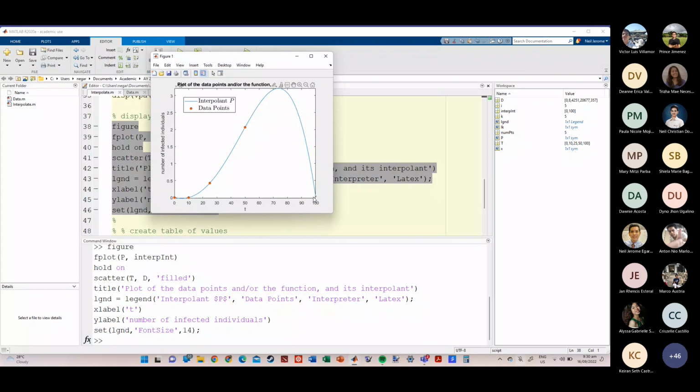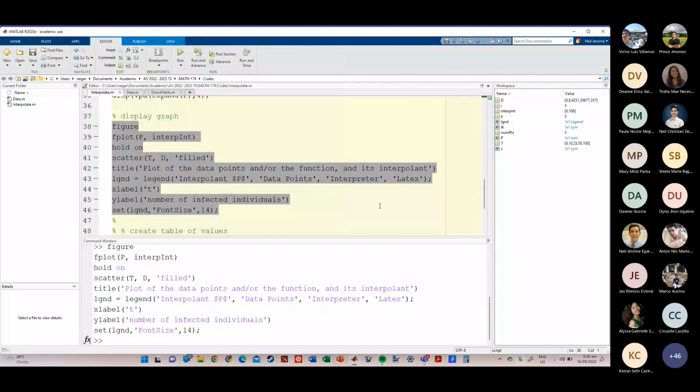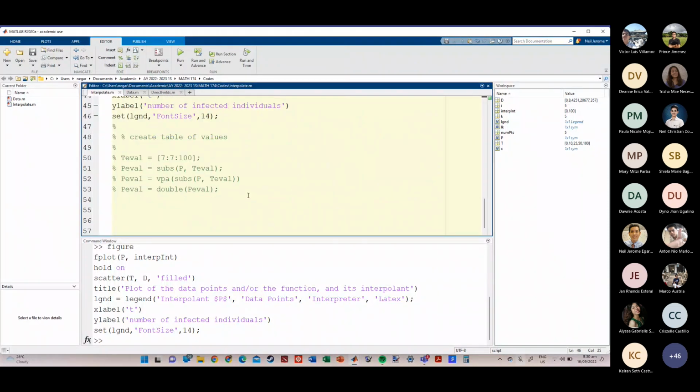Gagawin ko ngayon, meron na akong interpolating polynomial P. So, i-evaluate lamang si P kay 7, 14, 21, all the way up to what? 98 para makuha ko yung weekly number of infected individuals. Right? And how do I do that? Well, I'll ask MATLAB to do it for us. Okay. Ayun yung nasa lines 50 to 53.